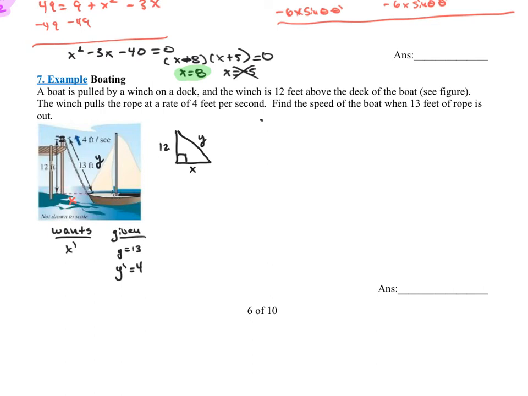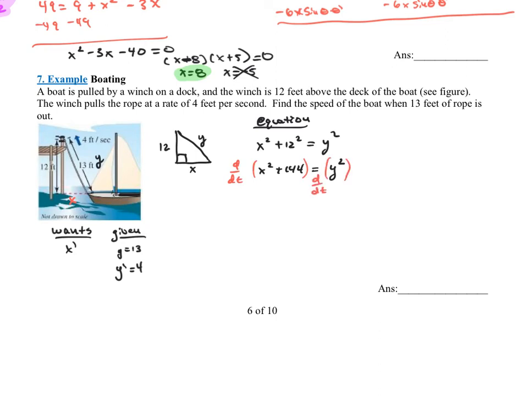So let's think about our equation here. We're going to use the Pythagorean theorem. Well, it's side squared plus side squared equals hypotenuse squared, so that'd be x squared plus 12 squared equals y squared. Or in this case, x squared plus 144 equals y squared. Again, we want to differentiate both sides with respect to t.